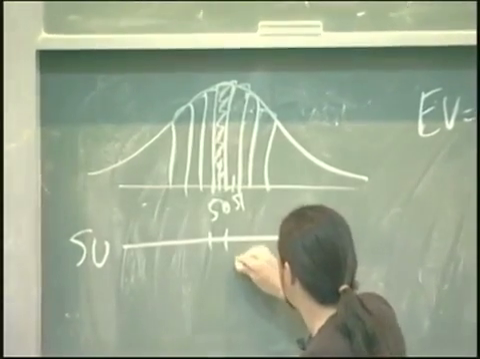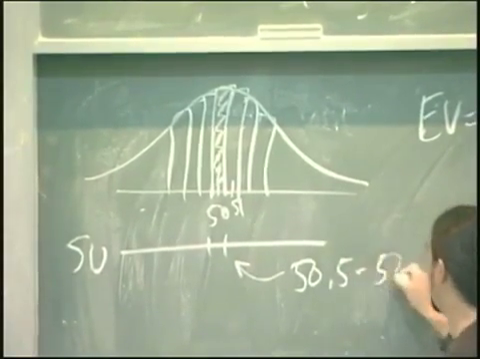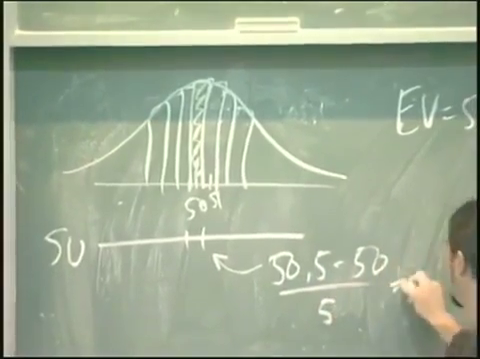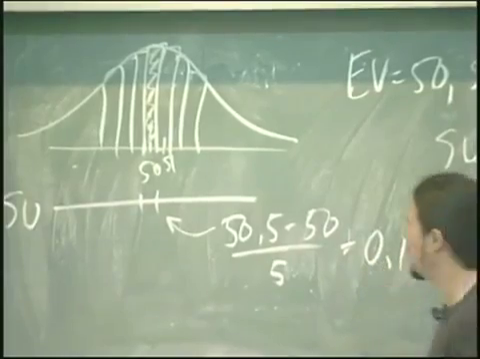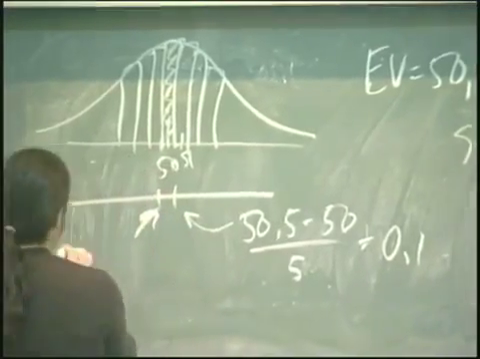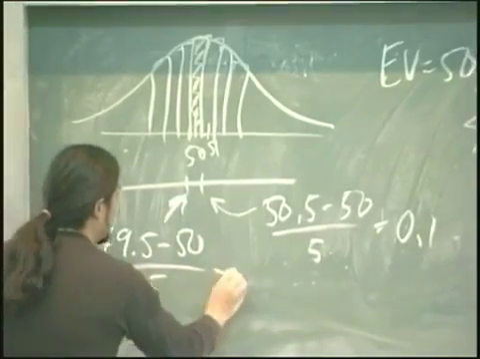So this right point is going to be 50.5 minus the expected value divided by the standard error. That comes out to be 0.1. 0.5 over 5 is 0.1. And the left edge is 49.5 minus 50 over 5. It's minus 0.1.